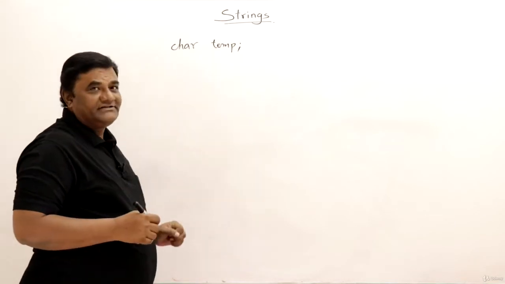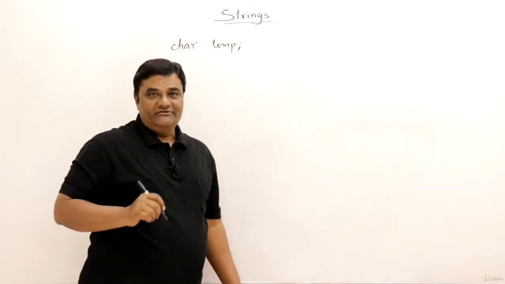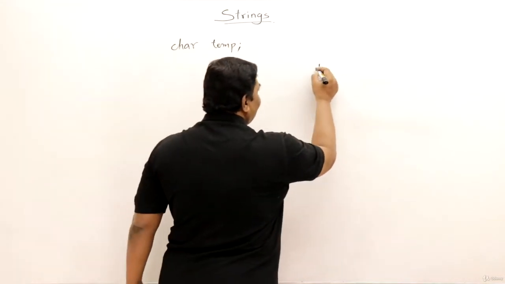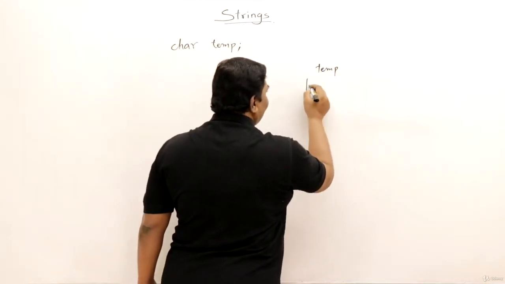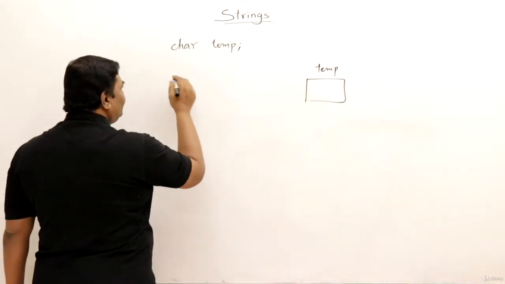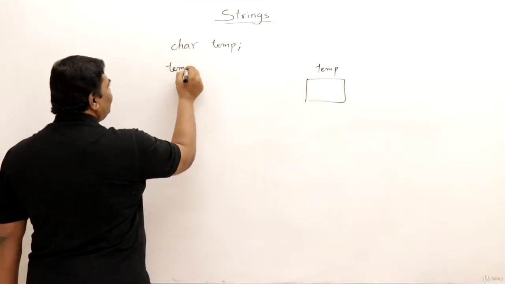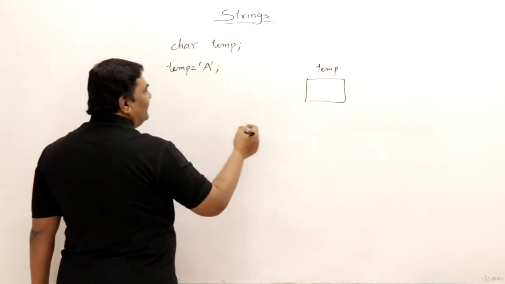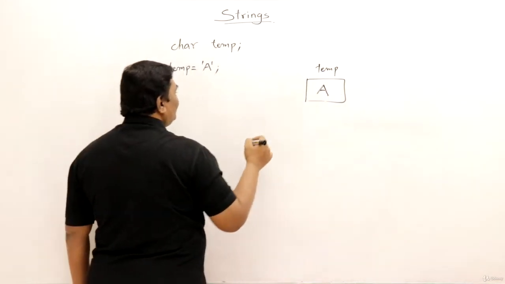How much memory does it consume? It takes 1 byte of memory. What is the data present here? There is nothing present here, so temp is just 1 byte. If I want to store something in that, I can initialize it with a character, let us say capital A. So A is stored here.